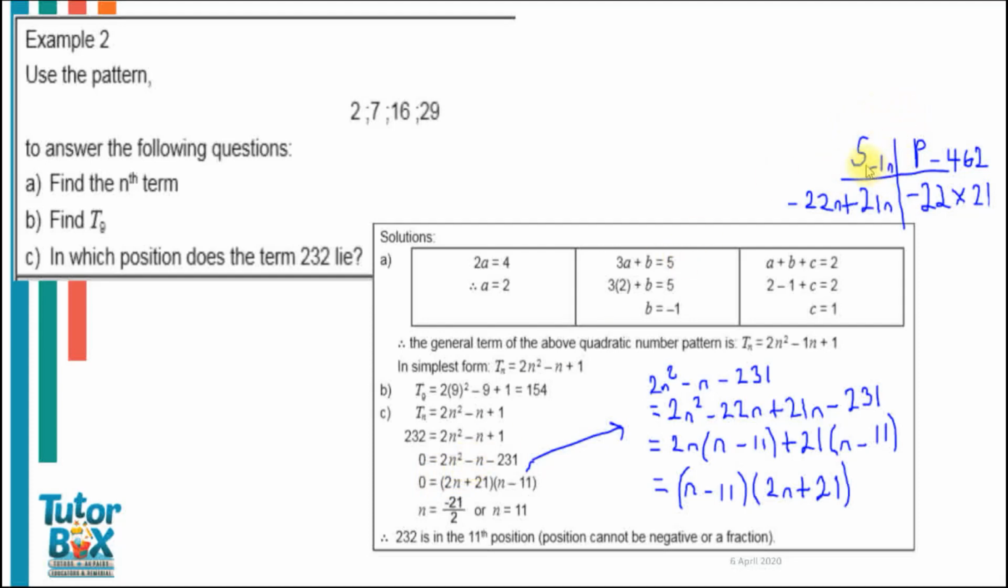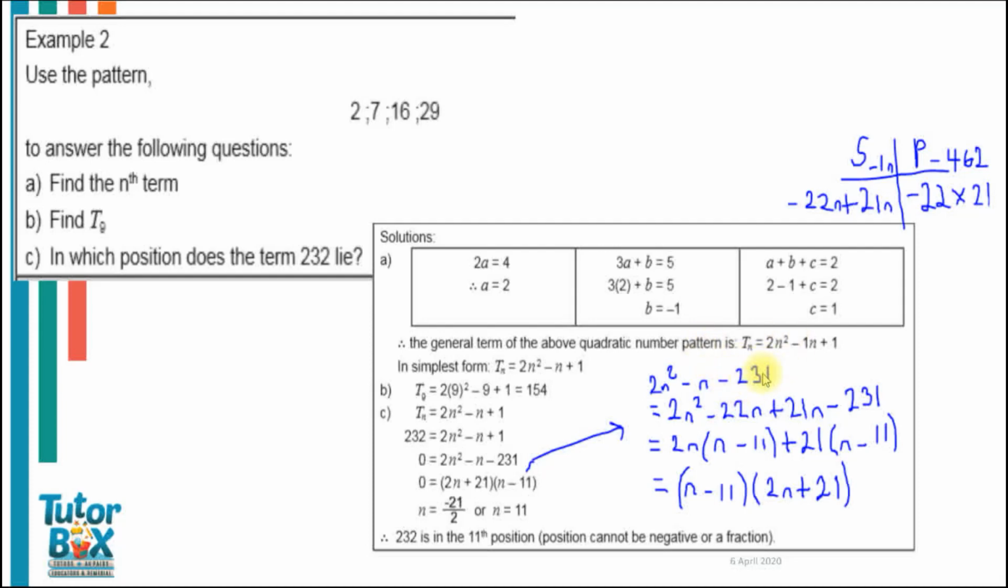And then I look for factors that I would multiply to get 462, and then I'll also add to just get minus n, right? And then I got minus 22 times 21, that gives me minus 462, and then if I was to add those, I'll get minus n. Okay, so awesome, that's what I want. Right, and then what I do now is I say 2n squared minus n minus 231, right?